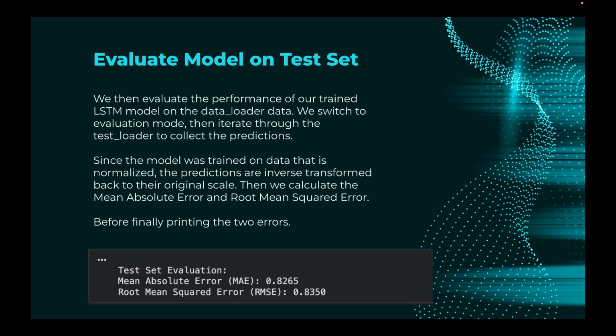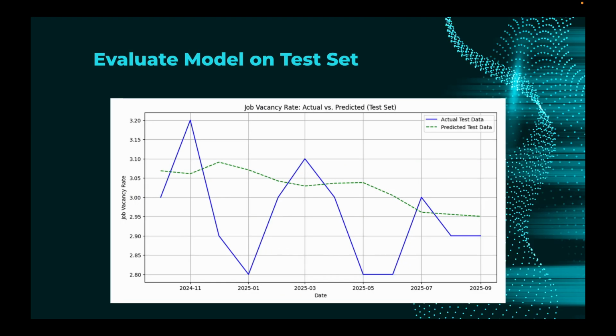Evaluate model on test set. We then evaluate the performance of our trained LSTM model on the data loader data. We switch to evaluation mode, then iterate through the test loader to collect the predictions. Since the model was trained on data that is normalized, the predictions are inverse transformed back to their original state. Then we calculate the mean absolute error and root mean squared error before finally printing the two errors. And this is what the graph looks like on test data.